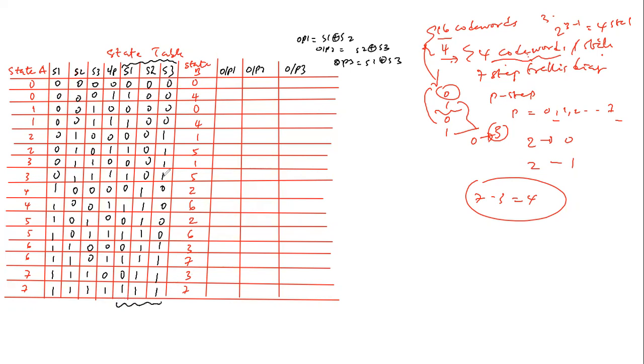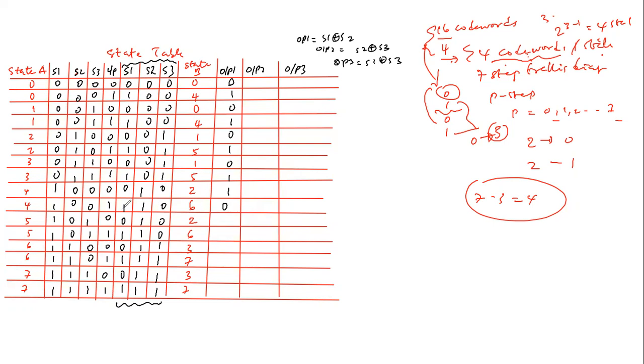This, then 0 or 0, 1, 2, 0. Then we have 1, 0. Now 1, we have 0, we have 1, we have 0. We have 1 here, we have 0.